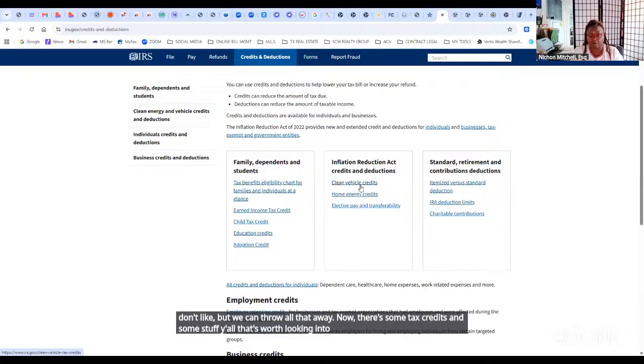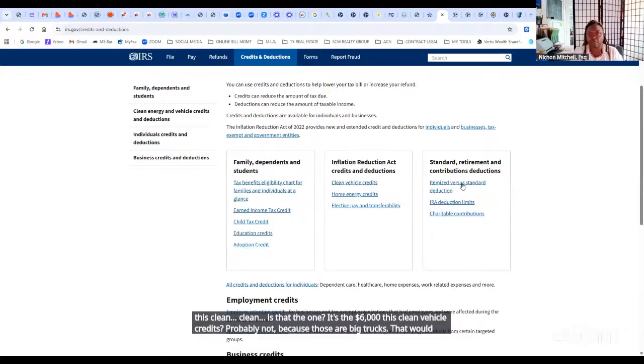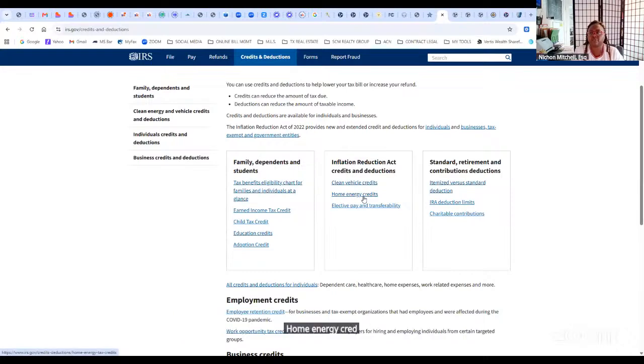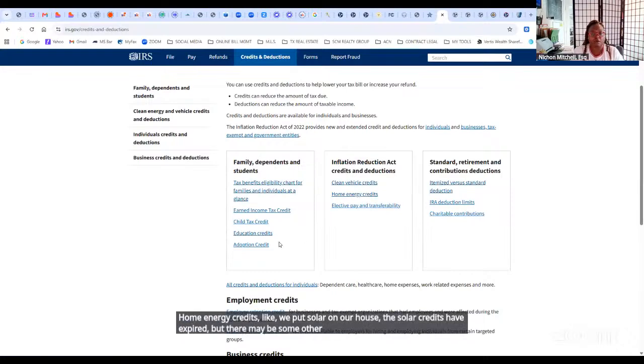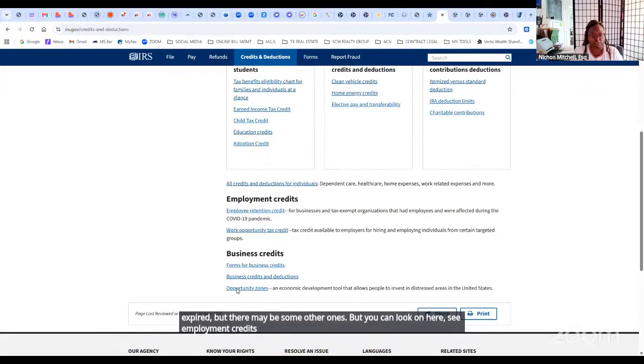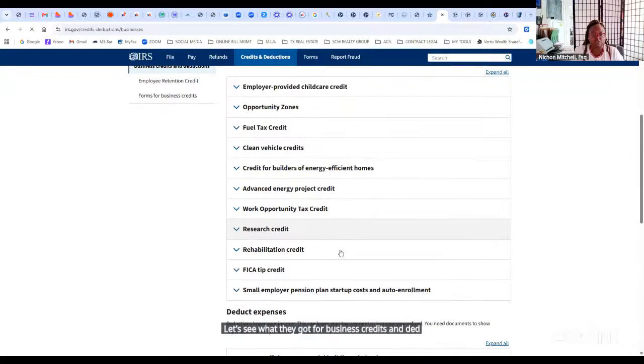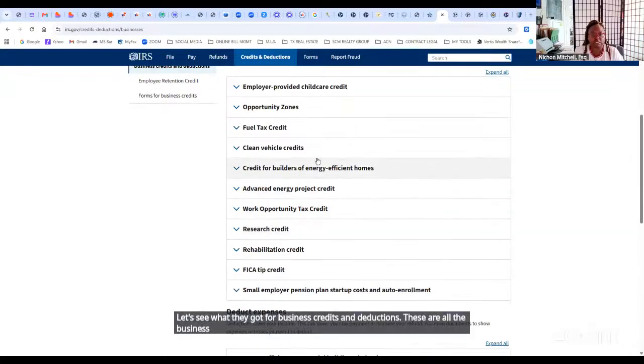This clean vehicle credit, is that the one that's the $6,000? Probably not, because those are big trucks. That wouldn't be a clean vehicle. Home energy credits, like we put solar on our house. The solar credits have expired, but there may be some other ones. But you can look on here, see employment credits, business credits. Let's see what they got for business credits and deductions. These are all the business credits and deductions that they have.